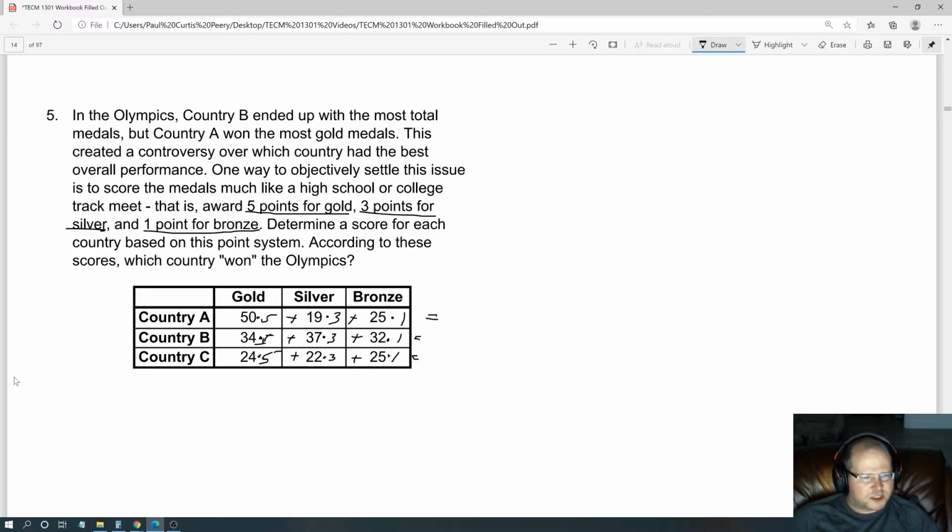Okay, so first we're going to do multiplication, and then we're going to add. First there's 5 times 50, which is 250. Then there's 19 times 3, which is going to give you 57. And there's 25 times 1, which is just 25. Next you say there's 34 times 5, which is 170. And then it's 37 times 3, which is going to give you 111.